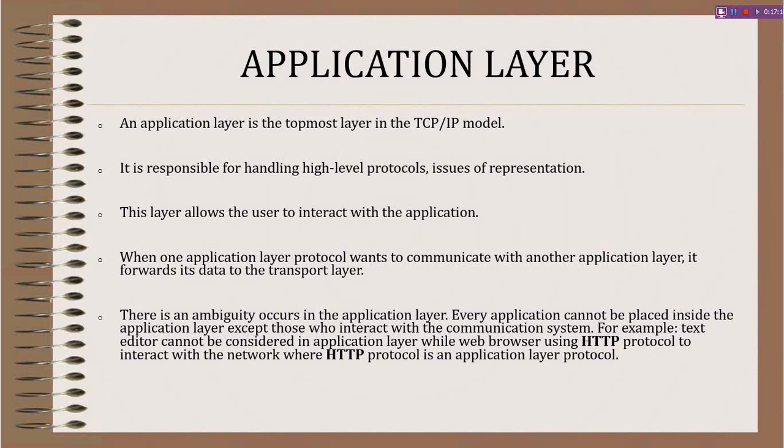Then the upper layer, that is the application layer. The application layer is the topmost layer in the TCP/IP model. It is responsible for handling high-level protocol issues of representation. This layer allows the user to interact with the application. Means in this layer, the user interacts with the application. When an application layer protocol wants to communicate with another application layer, it forwards its data to the transport layer.